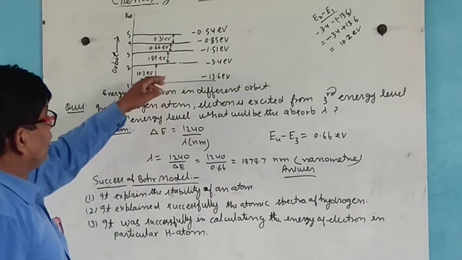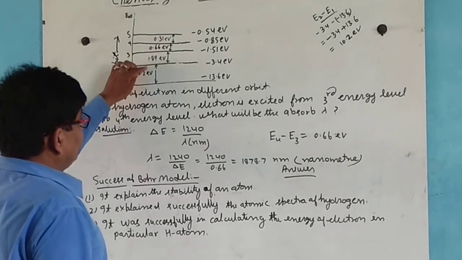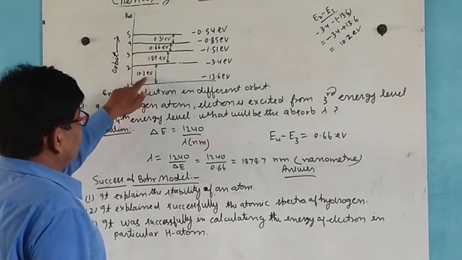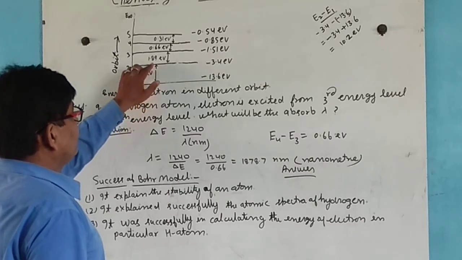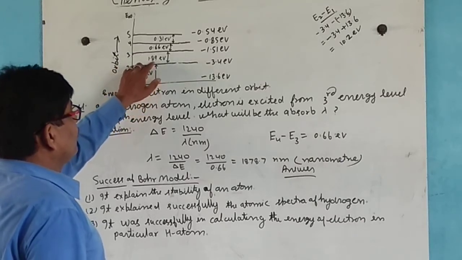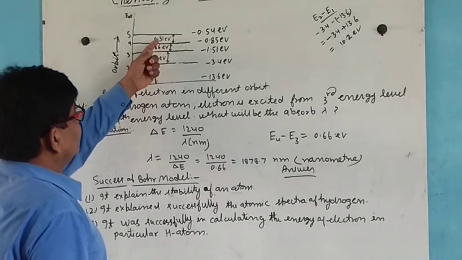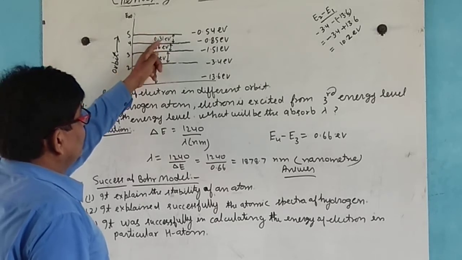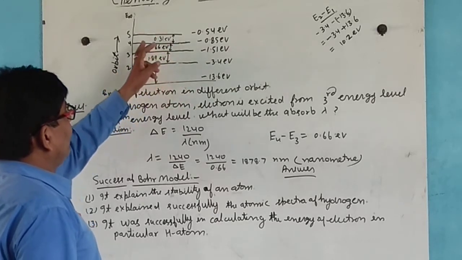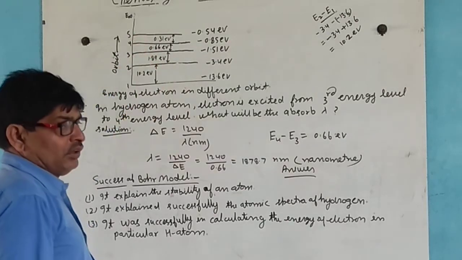Now if this electron jumps from here, it gets energy 10.2 electron volt, and this one gets 1.89 electron volt. It means that if the electron comes from here to here, this much electron volt energy is released, and from fourth orbit to third orbit this much electron volt energy is released.